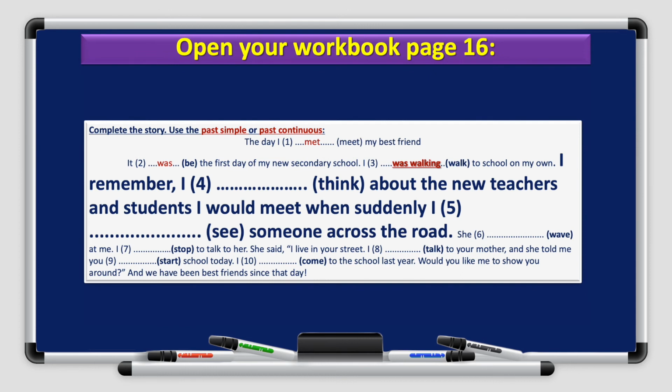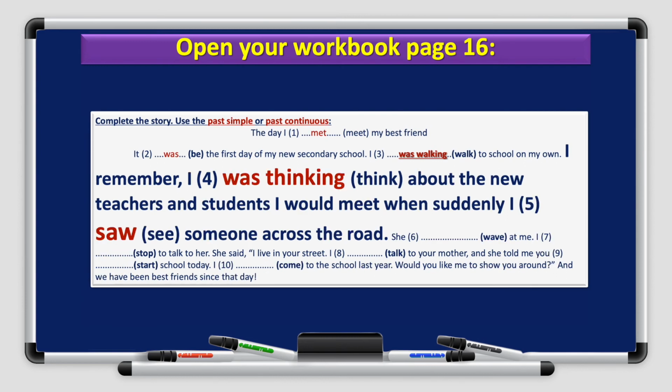Number 4. I think about the new teachers and students I would meet when suddenly I see someone across the road. Which tense are you going to use and how are you going to correct the verb? Good. I was thinking about the new teachers and students I would meet when suddenly I saw someone across the road. So 2 actions here. Longer action interrupted by a shorter action.